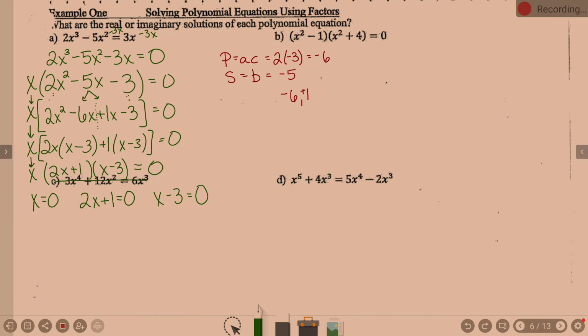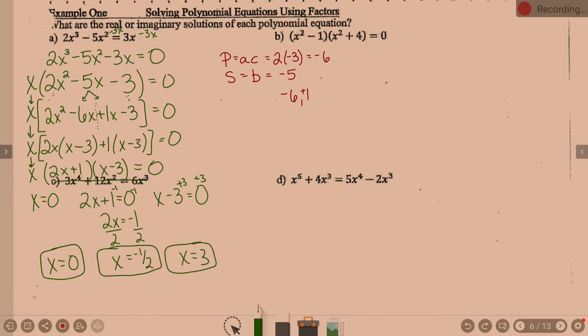How many answers am I going to have? 3. And considering my highest power was x to the third, I would expect to have 3. So x equals 0. 2x plus 1 equals 0, subtract 1 and divide by 2. x equals negative 1/2. We already had 0. And if it was x minus 3, you had to add 3, so x equals 3. So you would need all 3 solutions on a problem like this, wouldn't you? Yeah. Okay.